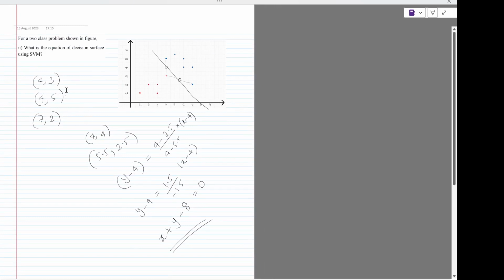So in this, using only the support vectors, we found the decision boundary. So if there is no doubt, I'll go to the next question. Just interrupt me if you have any doubt.